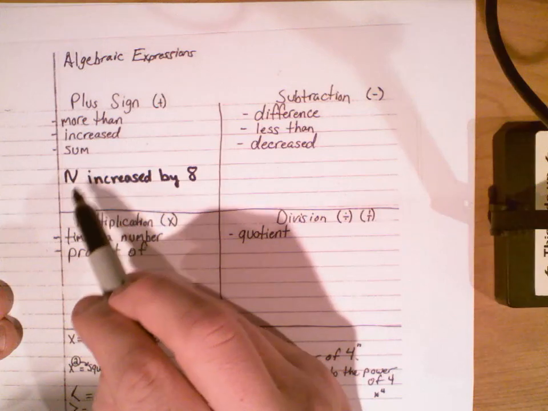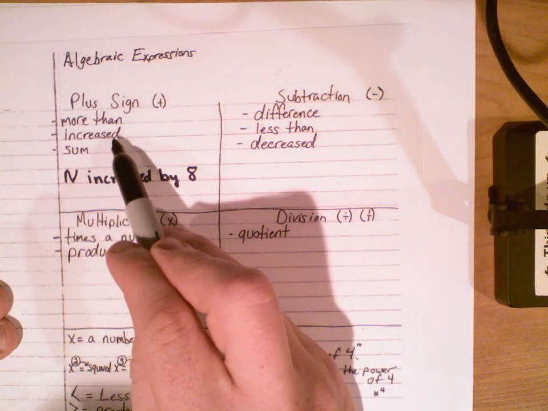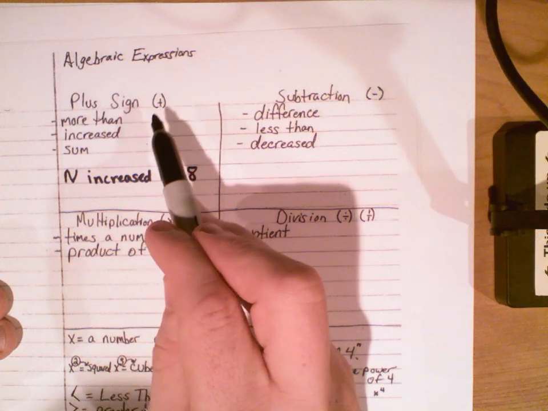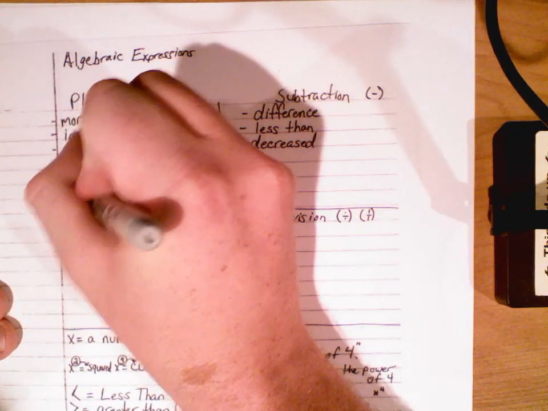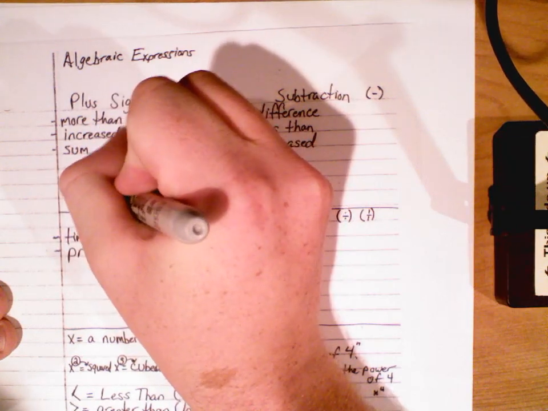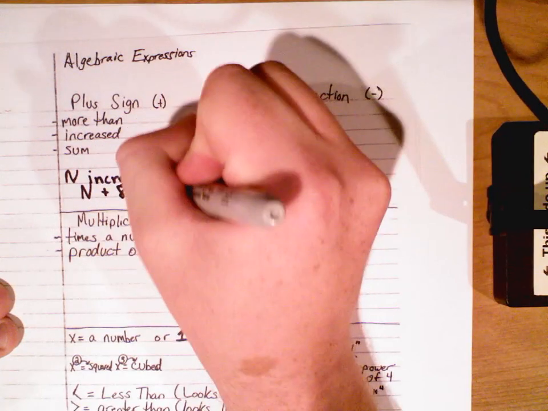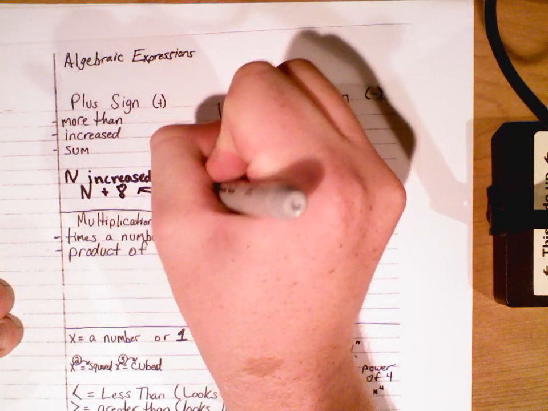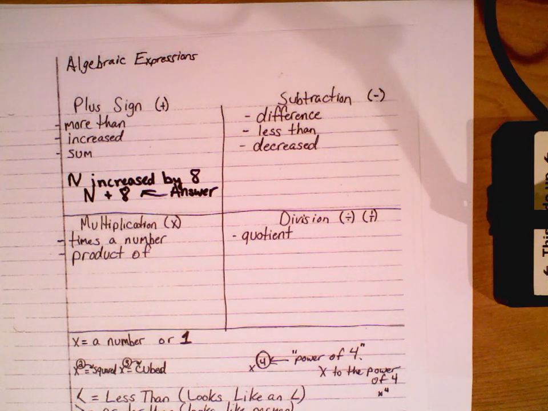So we said again, n is increased by 8. That will tell us, if it's increased, I got to add a plus sign there. Plain and simple. It's that easy, people. n plus 8. That's your answer. Boom, right here. Answer. Okay? That is all I'm asking you to do. And that is literally your first step in algebra. It's that simple.